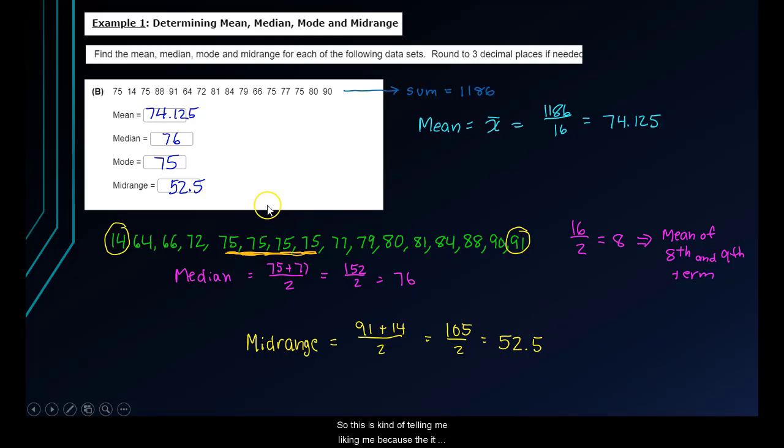So this is kind of telling me, because these still aren't very much different, but it does tell me, because the mid-range doesn't really relate to these as much. I look at these mainly to see how well the data is distributed. The mid-range is kind of a measure of spread more than anything.